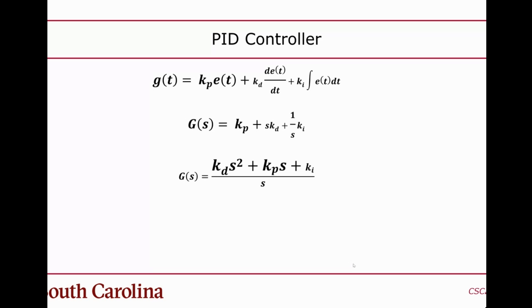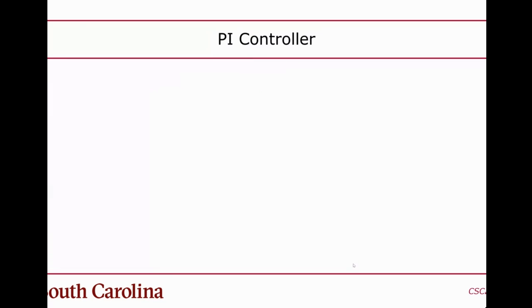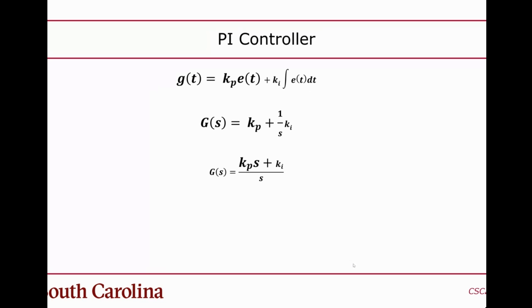And then this would be fine by itself, except conventionally you want it to be a ratio of two polynomials. So I multiplied by s over s, right, to get Kd s squared plus Kp s plus Ki over s. So I multiplied the numerator and the denominator by s over s. And then this is the PID controller.